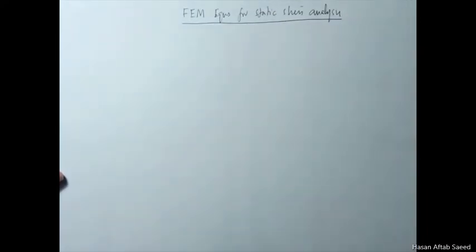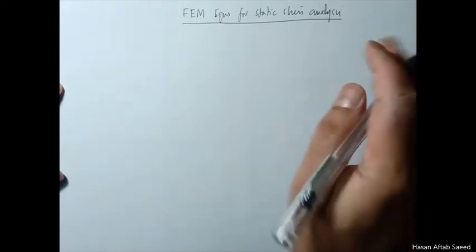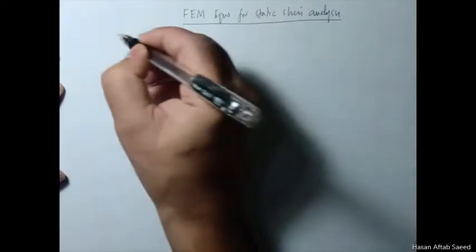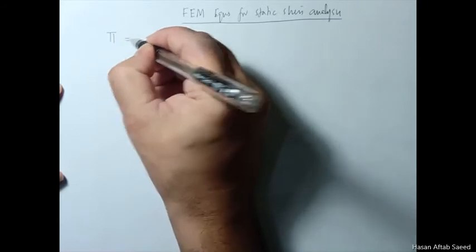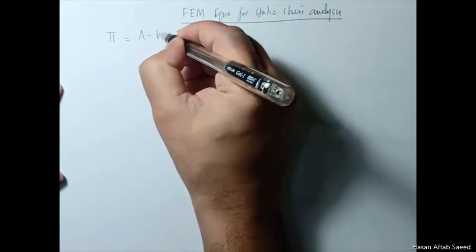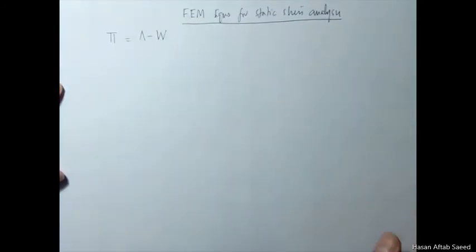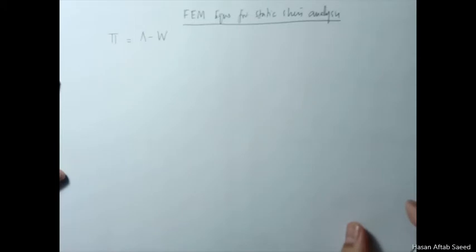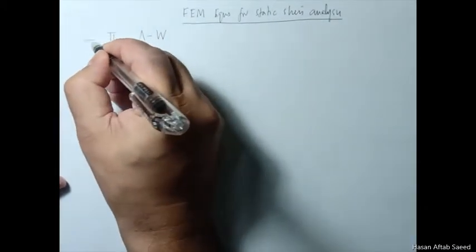We'll be employing the principle of minimum potential energy. You are already familiar with that from our previous lectures. The minimum potential energy principle states that the potential energy for any system at equilibrium is minimum. So any system minimizes its potential energy at its equilibrium position. So this is the expression for potential energy.